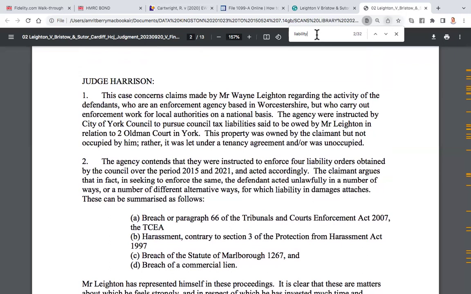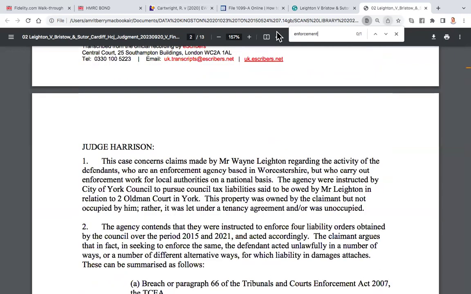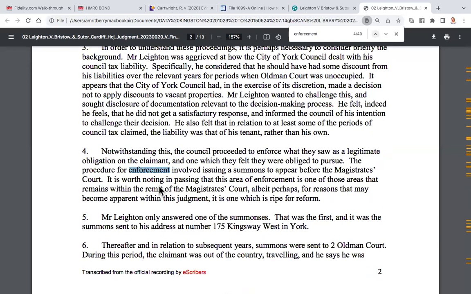Let's see if the word High Court appears. Let's just go to the word enforcement. Okay, so they carry out the enforcement work for local authorities, the defendants, the bailiff company. So this is against bailiffs and what they do. Let's just follow this word.